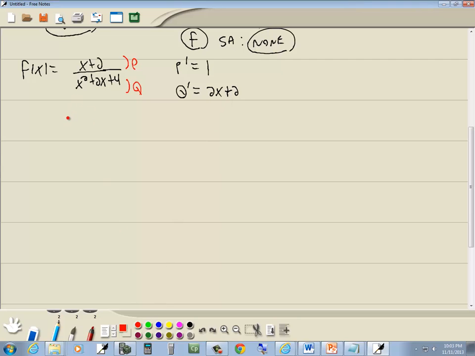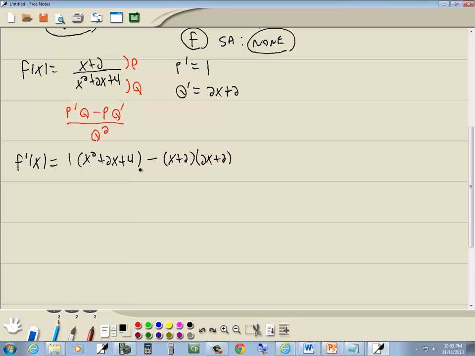Our formula for the quotient rule is p prime q minus p q prime over q squared. So for our derivative, p prime is 1 times q, which is x squared plus 2x plus 4, minus p, which is x plus 2, times q prime, which was 2x plus 2, all over q squared, which would be x squared plus 2x plus 4 squared.